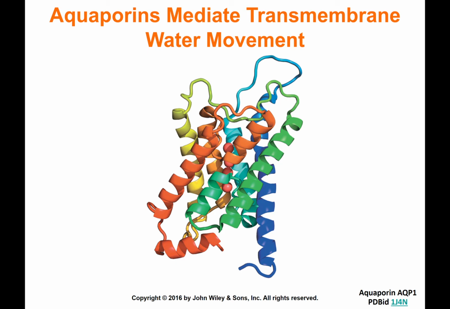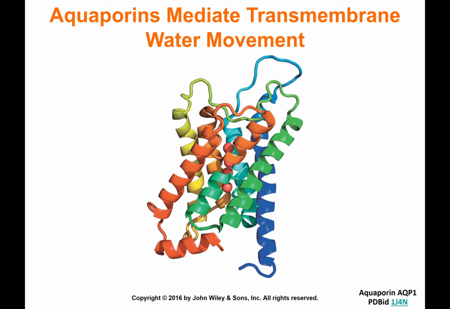So our next type of transport, we're still in the passive transport area right now. We're going to talk about proteins called aquaporins. Aquaporins are really crucial proteins that basically allow water to cross from one side of the cell membrane to another. Water is a relatively polar molecule, and because of that, water can't just cross the cell membrane on its own very quickly.